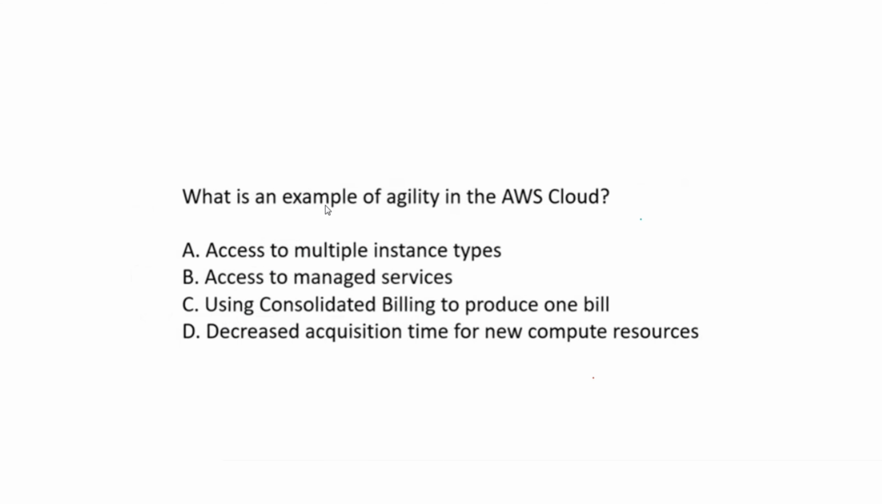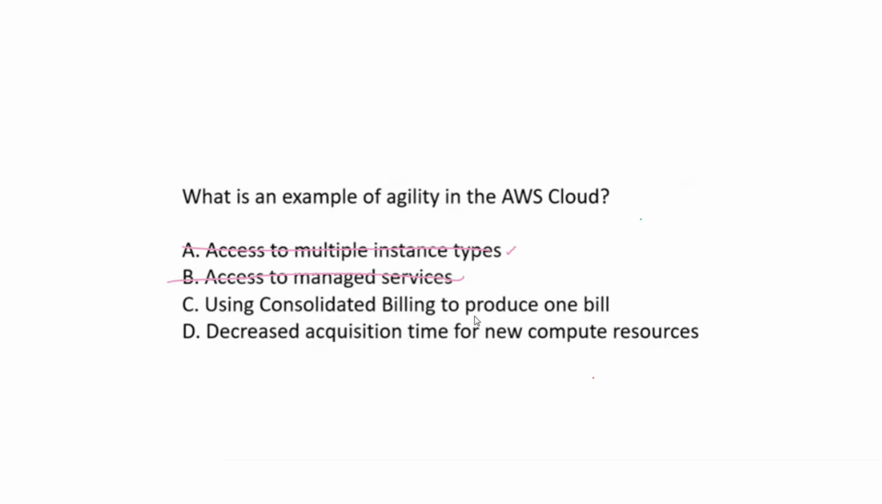Now, what is an example of agility in the AWS Cloud? Agility is something which says you will get more when you demand more, and you will get less when you demand less. So this is what agility is. More you will get for more, less for less, right? So access to multiple instance types, no, this is not an agile system. Access to managed services is again not an agile system. This is, I can say, a characteristic of the AWS cloud.